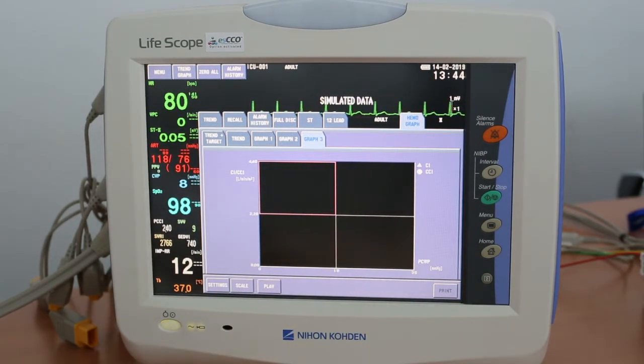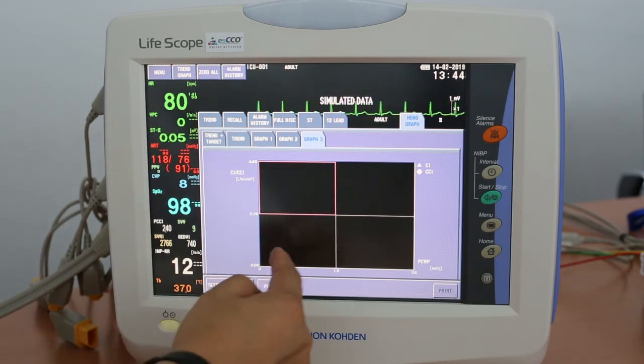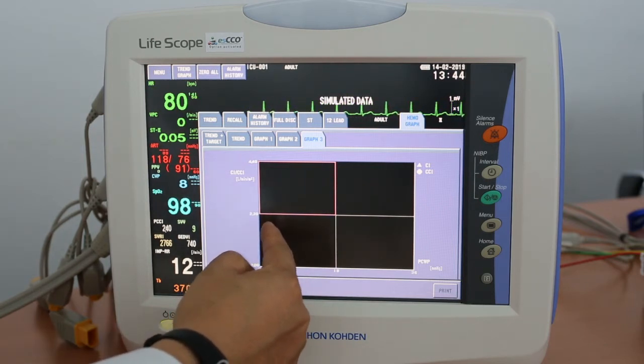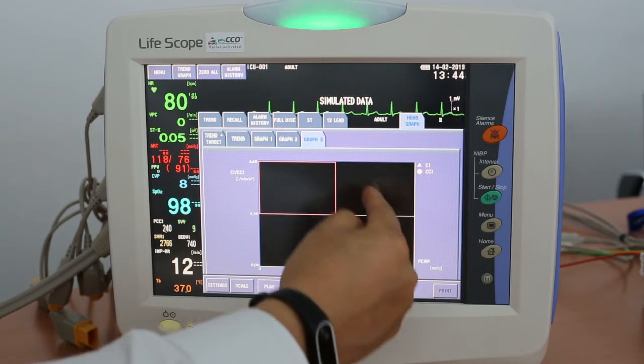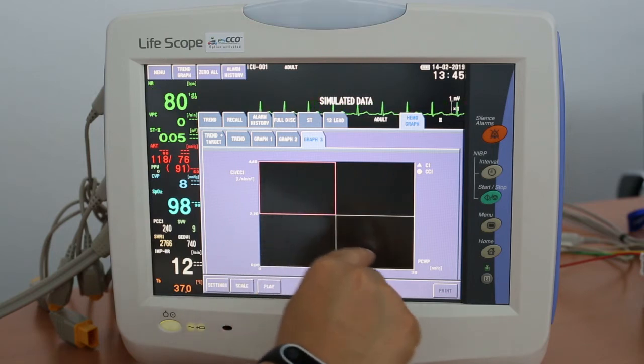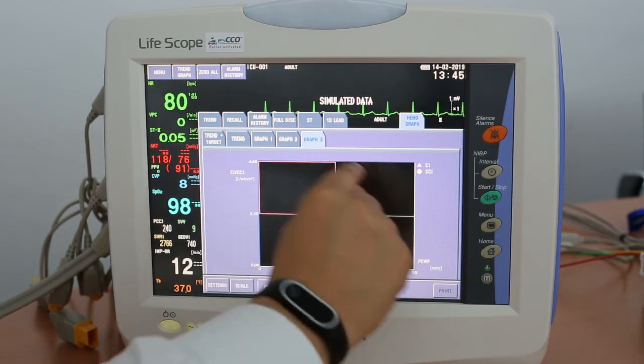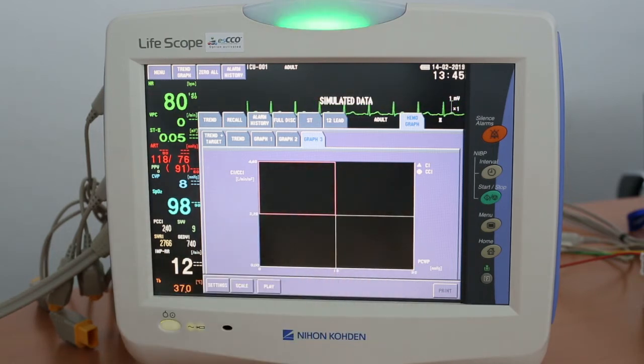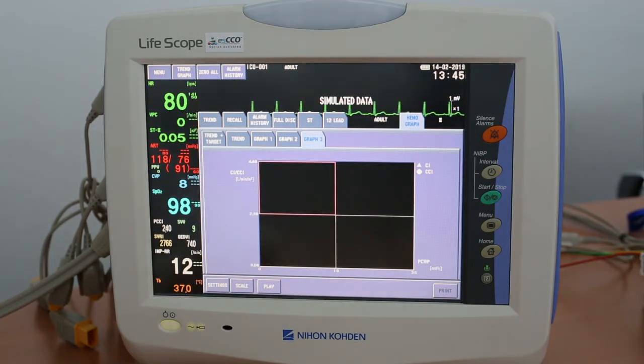If the patient's condition is right, after fluid the condition goes like this. But if the patient's heart is not good, like heart failure, the condition goes like this. By seeing this curve, the doctor can understand the heart condition of the patient.